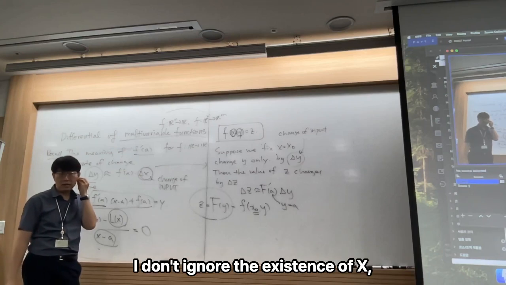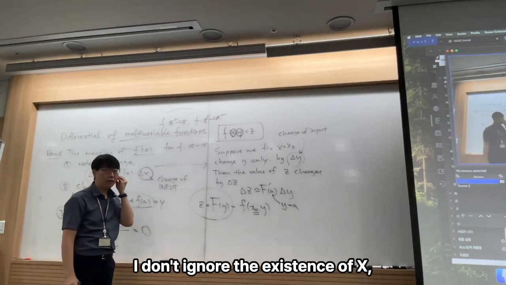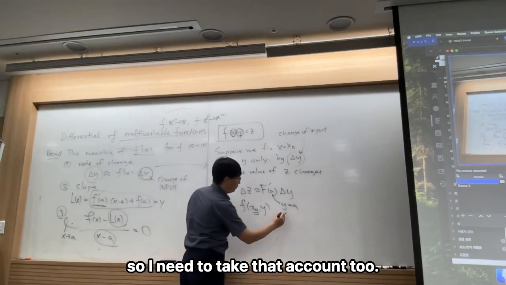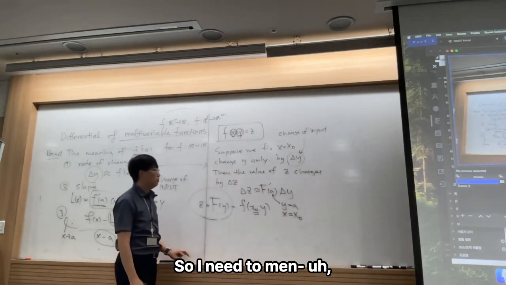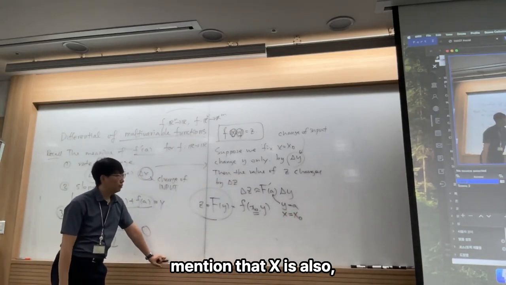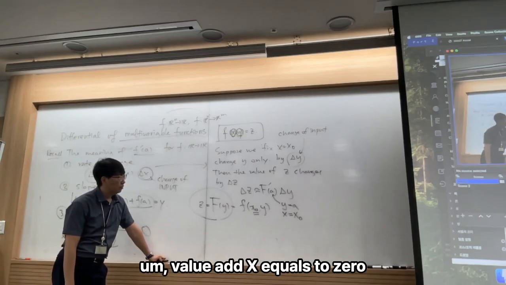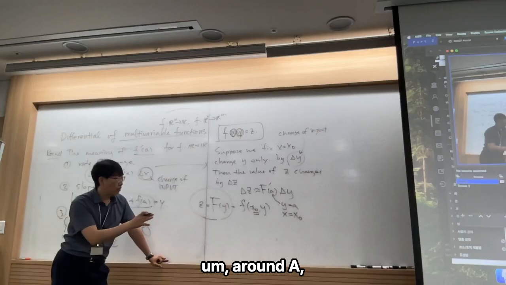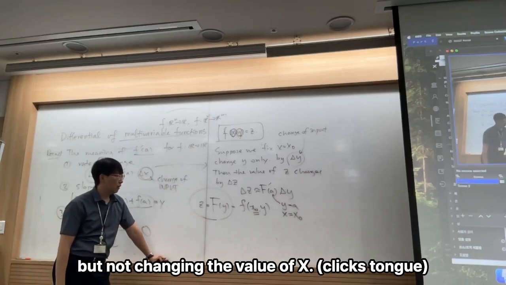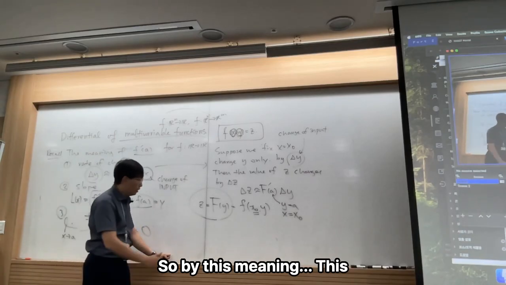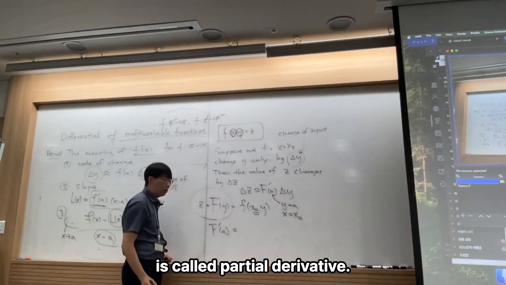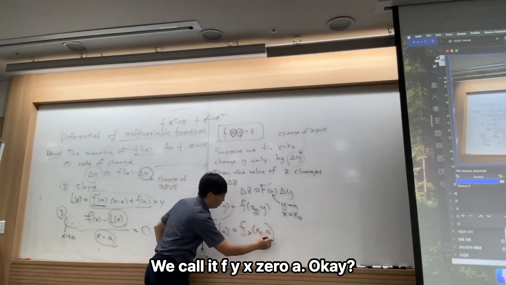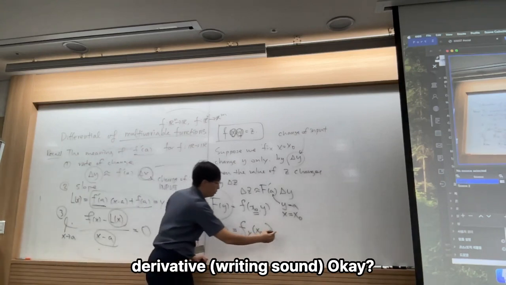So I don't ignore the existence of x. I simply fix my x value. So I need to take that into account too. So I need to mention that x is also evaluated at x equals x0. But the situation is that I'm changing y around a, but not changing the value of x. By this meaning, this is called the partial derivative. We call it f_y(x0, a). Okay? So it's called the partial derivative.